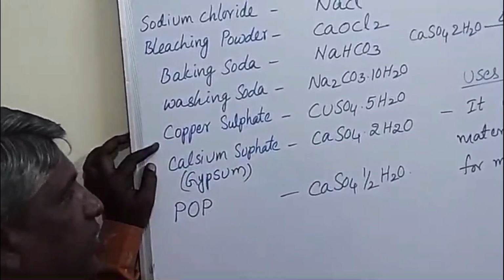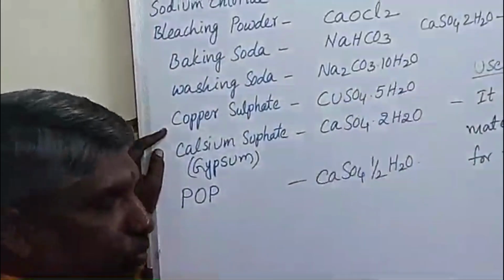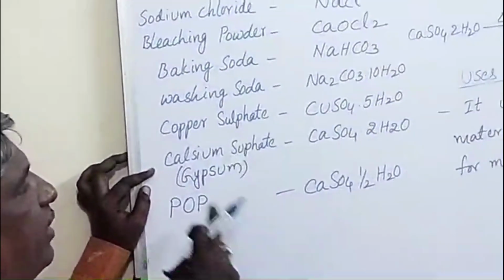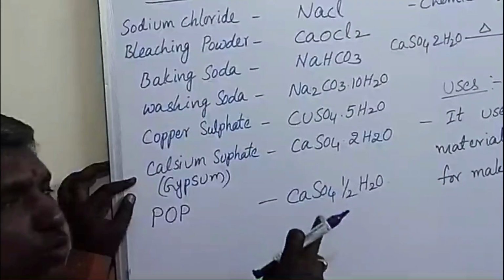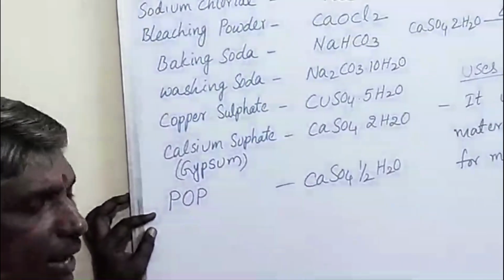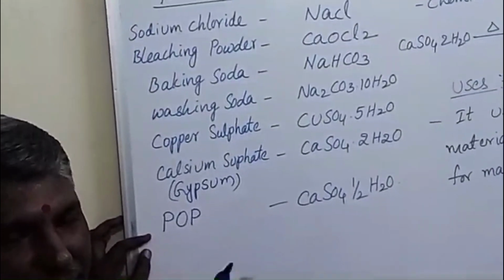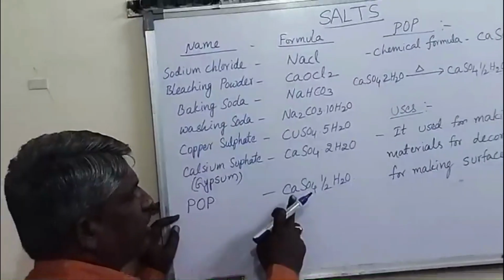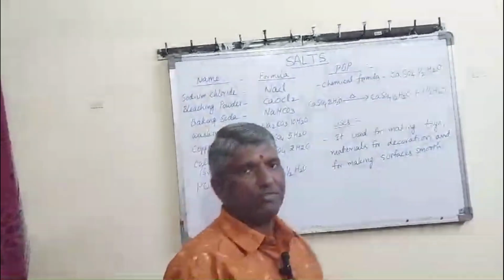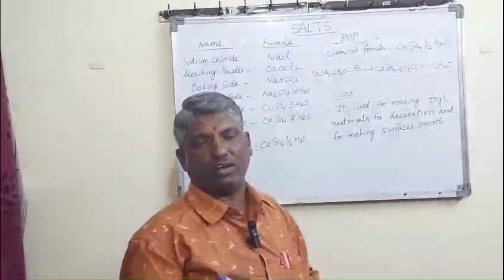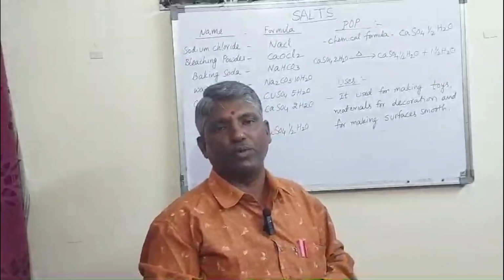Copper sulfate is also called blue vitriol: CuSO4·5H2O. Calcium sulfate is also called gypsum. Its formula is CaSO4·2H2O. POP, Plaster of Paris: calcium sulfate hemihydrate is its chemical name, and its formula is CaSO4·½H2O. We express Plaster of Paris in short form as POP. Nowadays, everyone uses POP for decoration purposes.